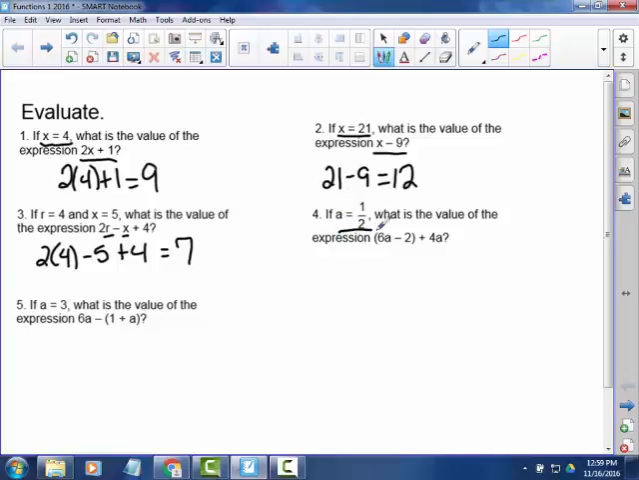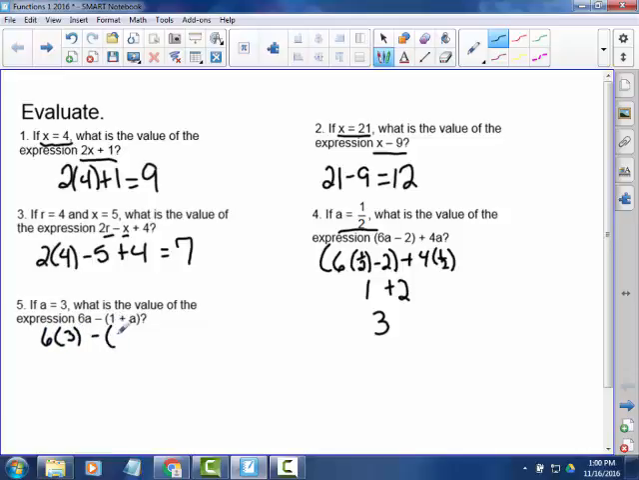Okay, a is 1/2, and we're going to evaluate this expression. So 6 times 1/2 - 2, which is in the parentheses, and then plus 4 times 1/2. Okay, so 6 times 1/2 is 3, 3 - 2 is 1, 4 times 1/2 is 2, so 1 + 2 is 3.